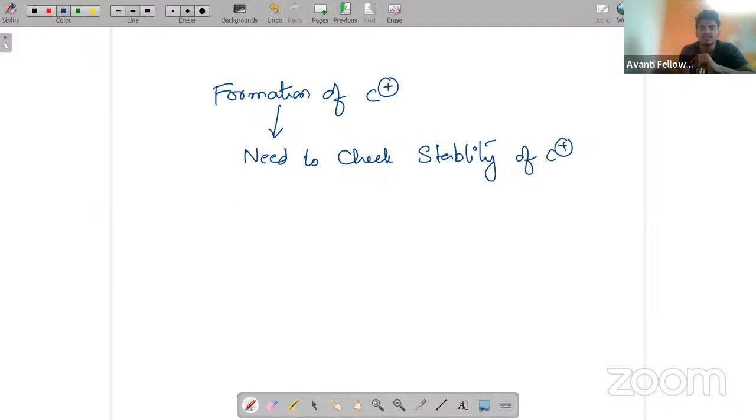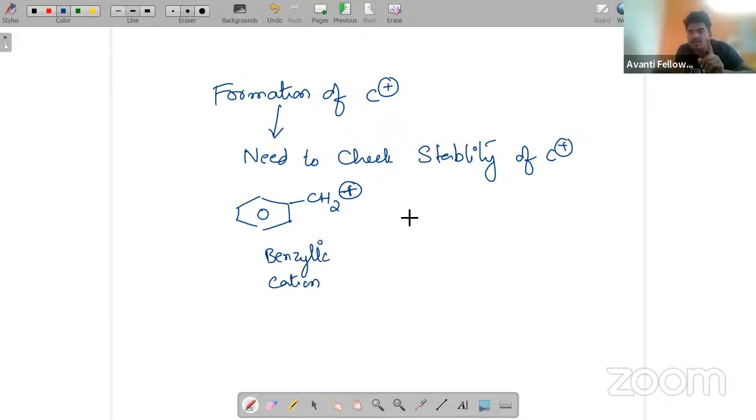One of the most important is the benzylic cation. What is a benzylic cation? You have a benzene group attached to an sp3 carbon, and if that carbon has a positive charge on it, we call it a benzylic cation. The benzylic carbocation is more stable than any other carbocation. Why? Because of resonance.